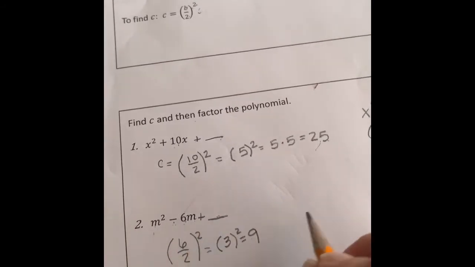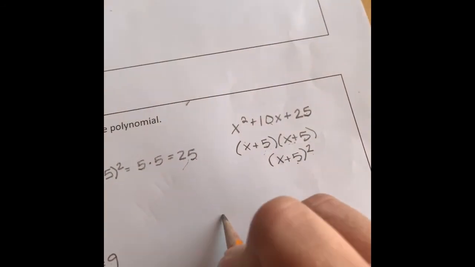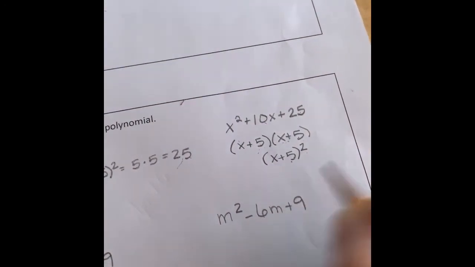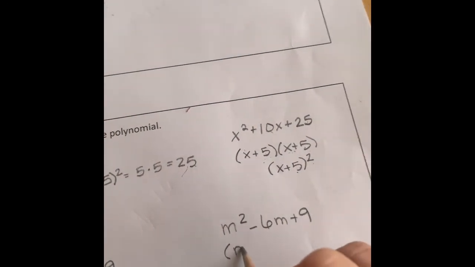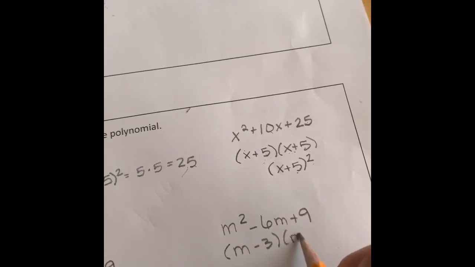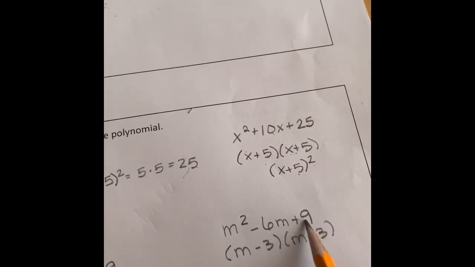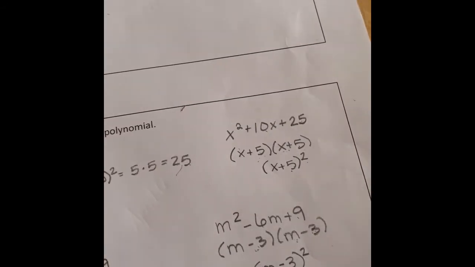So I'm going to rewrite this statement over here and put that 9 in that blank space. So I've got m squared minus 6m plus 9. Now I've got to factor it. So I'm going to have m minus 3 and m minus 3, because negative 3 times negative 3 is 9, and negative 3 plus negative 3 is negative 6. Again, we have the same thing in both parentheses, so our final answer would be m minus 3 squared.